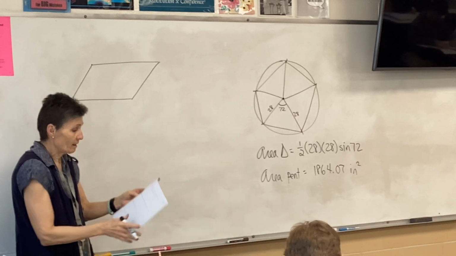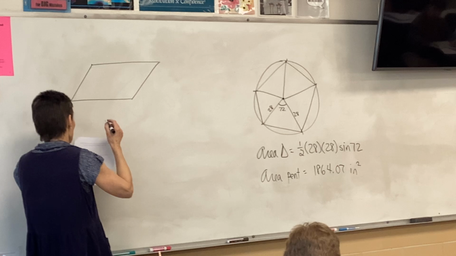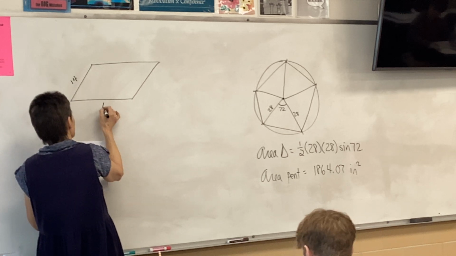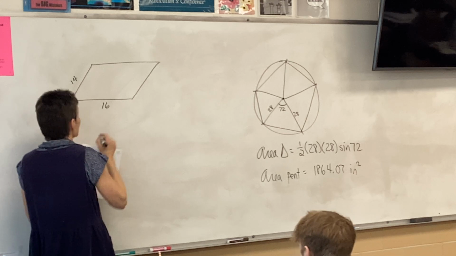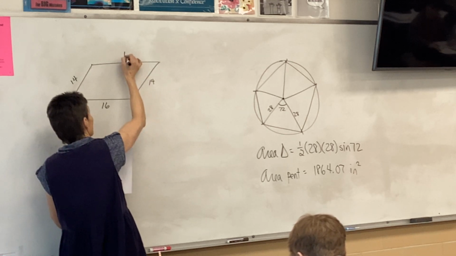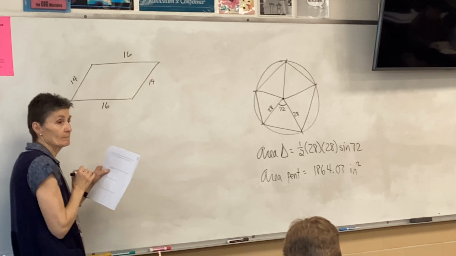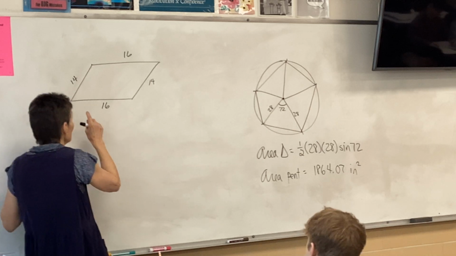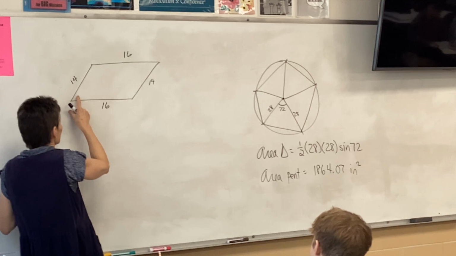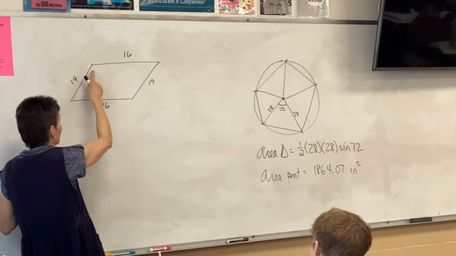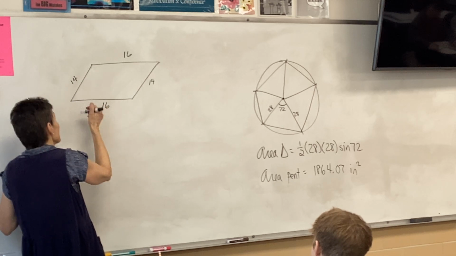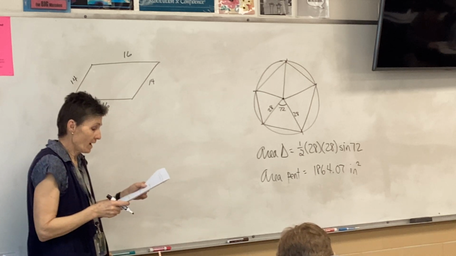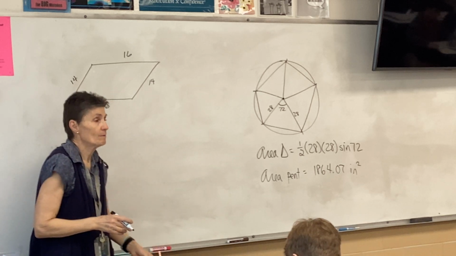Find the area of a parallelogram whose sides measure 14 and 16. So this would also be 14 and this would also be 16. And the smaller angle, now when you look at your parallelogram, would you agree you've got a little angle and a big angle? The smaller one is 48. Find the area of the parallelogram.